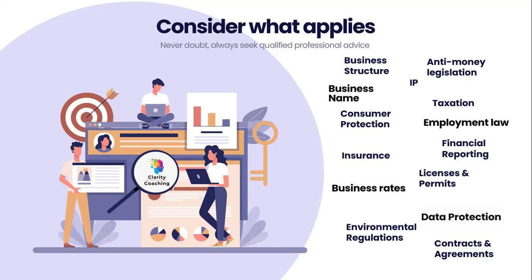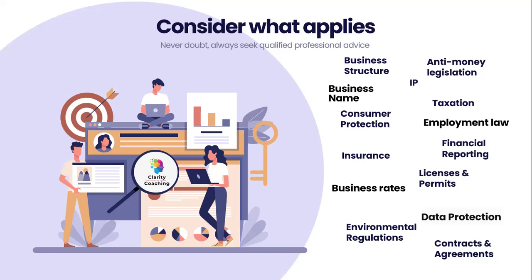Next thing that you may need to have is insurance. So if you employ people, you will need to make sure that you have employer's liability insurance. You may need to have public liability insurance, which protects you against claims from the public for injury or damage. You may need to have professional indemnity insurance, which is required for certain professionals to cover against claims of negligence or mistakes.